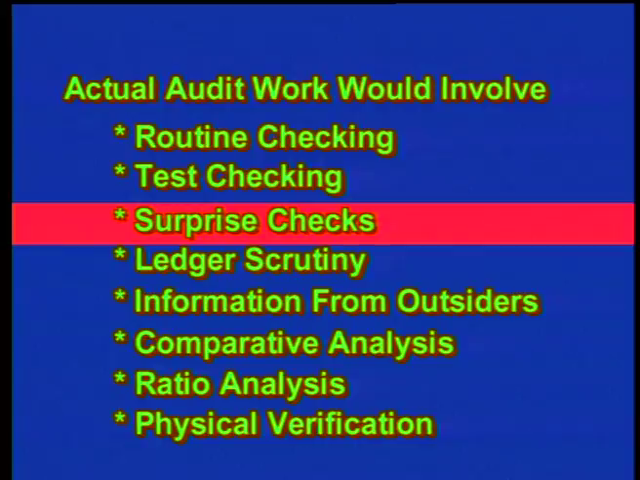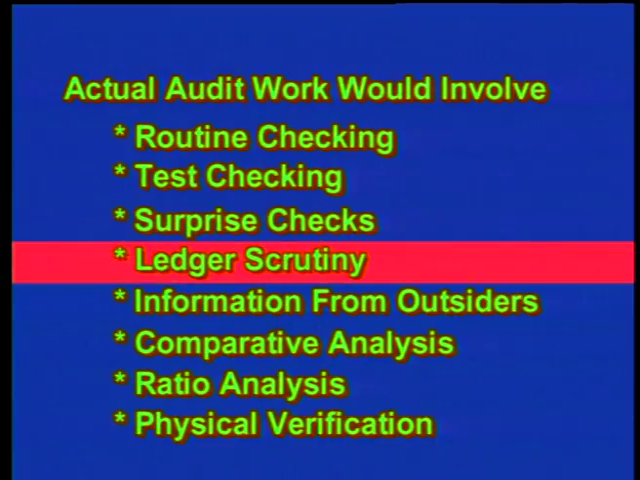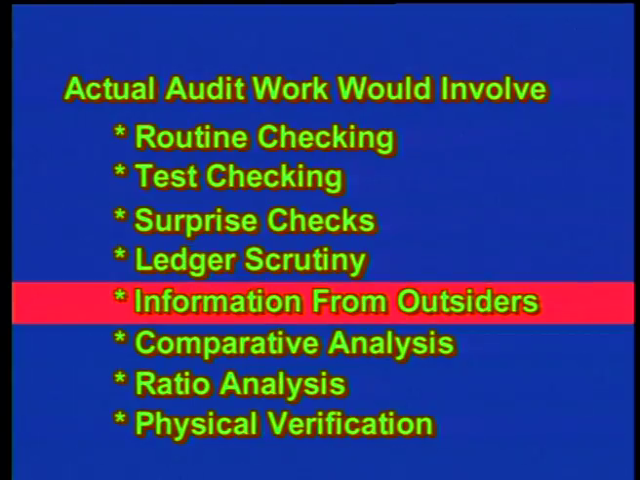Then there are surprise checks. For instance, when we are doing the audit of a bank, we do cash verification on a surprise basis. We do not inform the banker, we suddenly go there and ask for the cash. So, that is a surprise check. Then there is ledger scrutiny, which is very important. Each and every folio of the ledger, each and every account has to be gone through. Information from outsiders, from customers, from suppliers, the auditor has an authority to write directly to the customers asking for confirmation of balances. So, this is one type of verification.